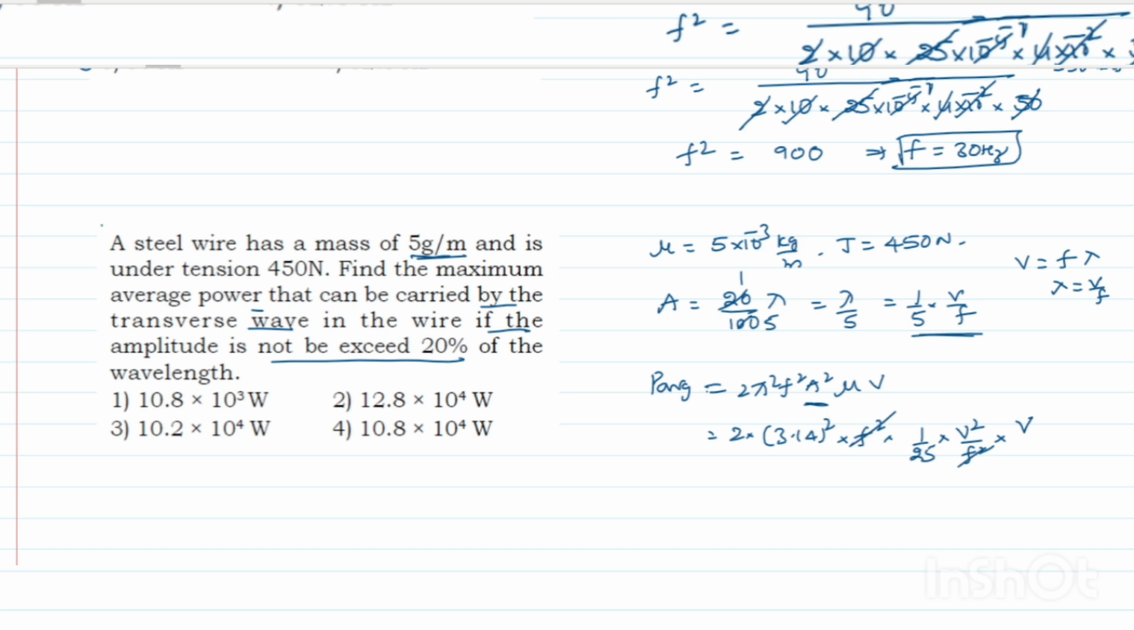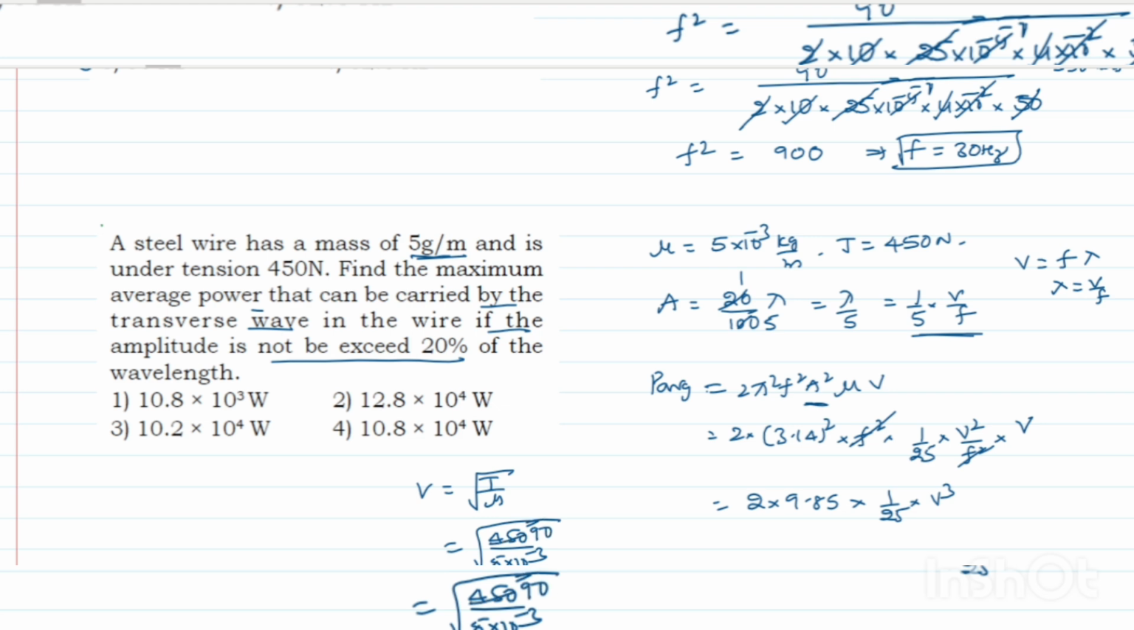and here you have to substitute these values: 2 into 9.85, into 3.14 whole square by 125, into v cube. Now first you have to calculate v equals root over T by mu, and here 450 Newton by mu value, which is 5 into 10 power minus 3. So here 90 into 90 into 10 power minus 3, and here it will be 90,000. So here velocity will be 300 meter per second. You just substitute this value, students.